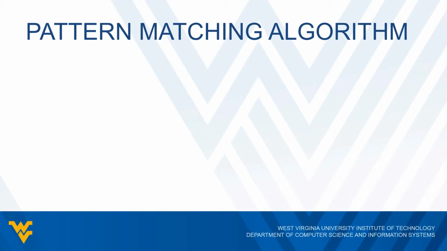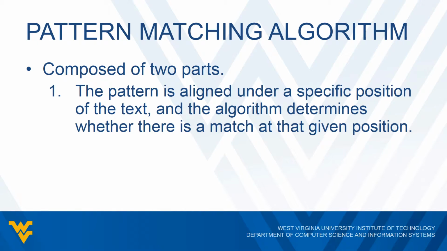The algorithm that we're going to use consists of two parts. The first part is that we're going to align our pattern under a specific position of the text, and then check whether there is a match at that given position. Initially we would put our pattern at the very beginning of our text, and check each character. Do they match? If so, we have found a match. If not, then there isn't a match.